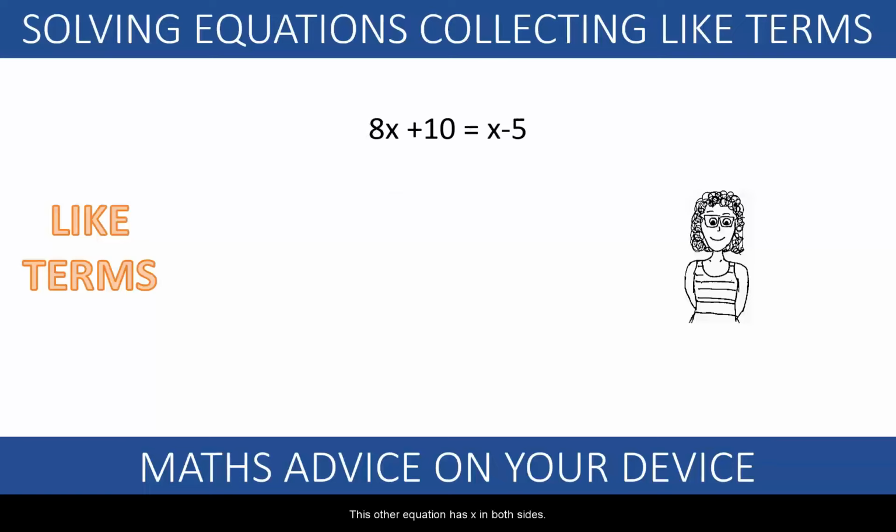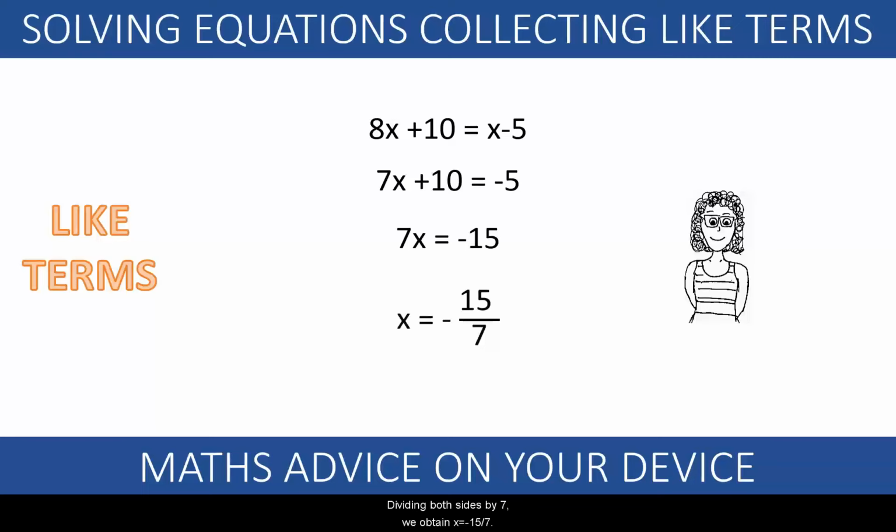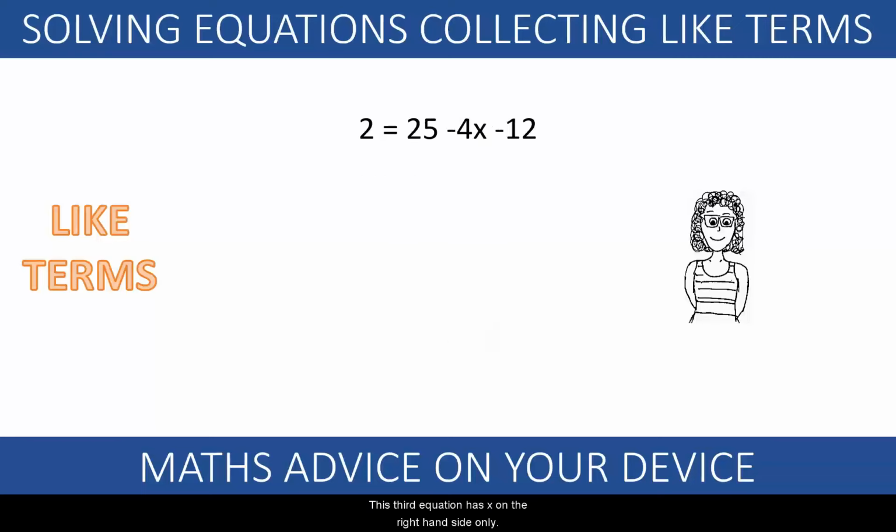This other equation has x in both sides, so we collect the x's to the left. 8x minus x equals 7x, and we collect numbers to the right. -5 minus 10 equals -15. Dividing both sides by 7, we obtain x equals -15/7. This third equation has x on the right hand side only.